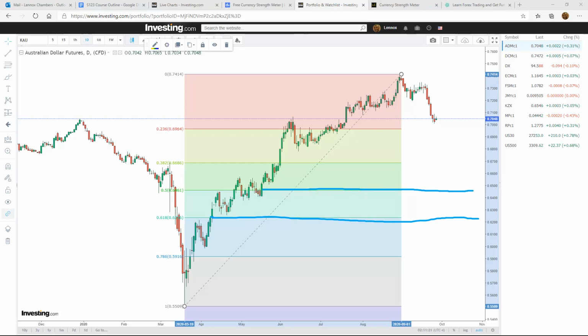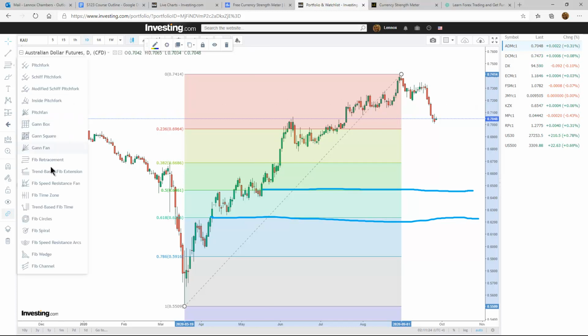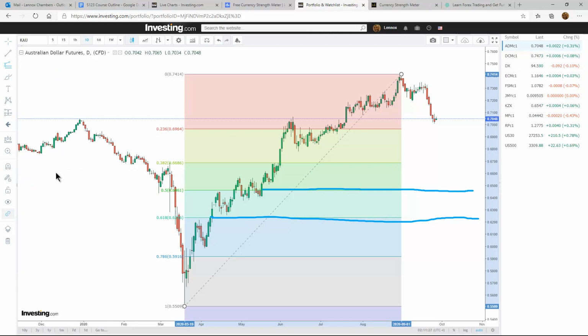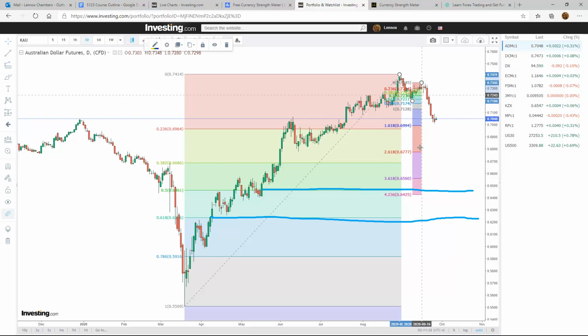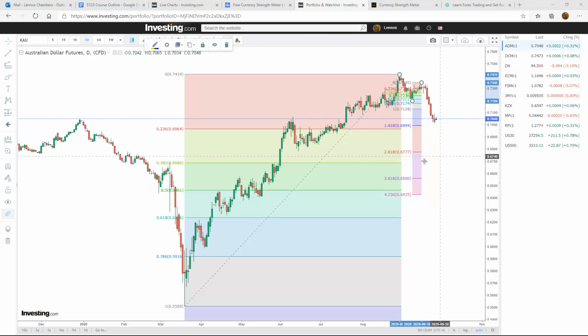And if we put the Fib expansion on, the extension of this move from the top here, what we do get is price coming in between 3.618 and 4.2. So again, totally possible for it to get down to this level. For the week, this is a support area here, so we could also see price coming here and making a little bit of a jig before we get the final push down. That's totally possible in this area here as well. All right, so that's the Aussie.